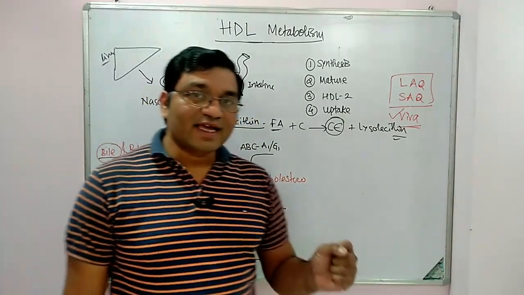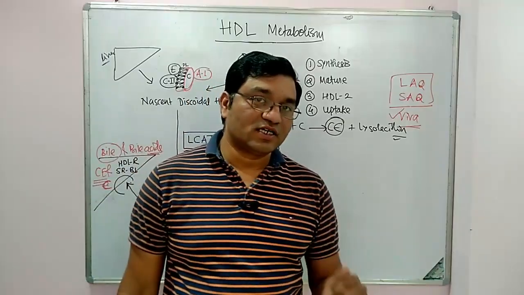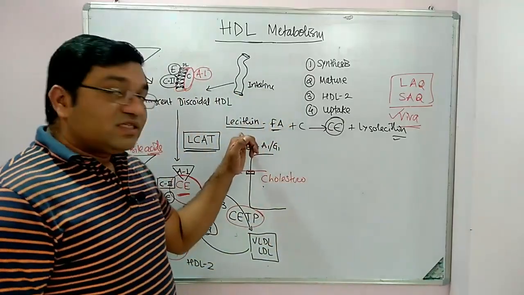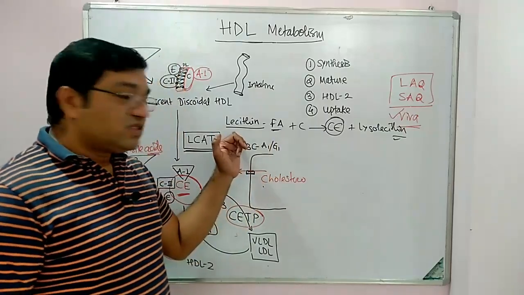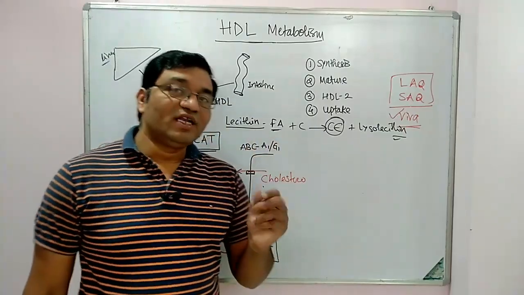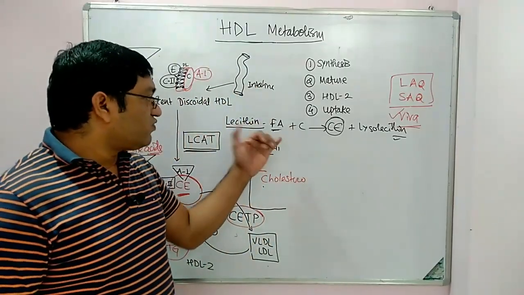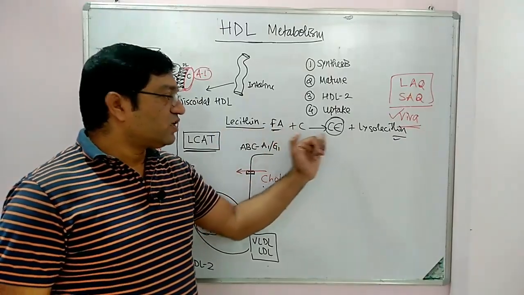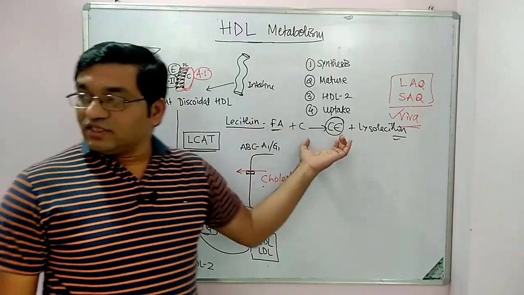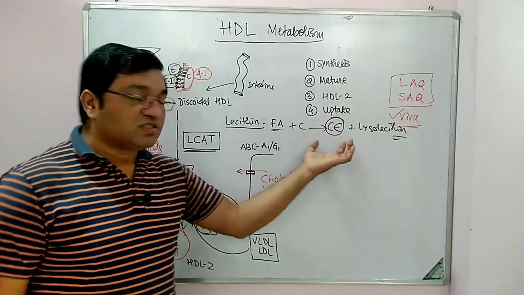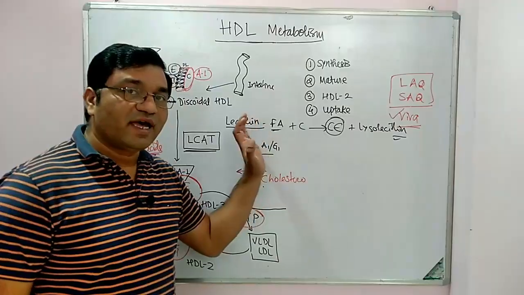What is the role of LCAT, that is lecithin cholesterol acyltransferase? It causes the transfer of fatty acid from lecithin, which is attached at the C2 and is mainly an unsaturated fatty acid. So it transfers the fatty acid from lecithin to the third position of cholesterol, and results in formation of cholesterol esters. This is the role of LCAT.